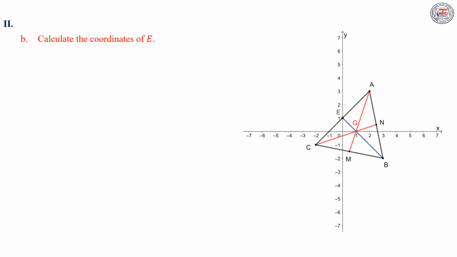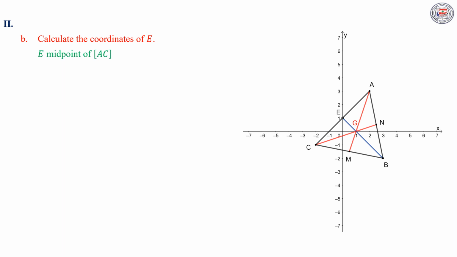In part B, we have to calculate the coordinates of E. Since G is the center of gravity of triangle ABC and BE passes through G, then BE is the median relative to AC in triangle ABC. Therefore, E is the midpoint of AC.